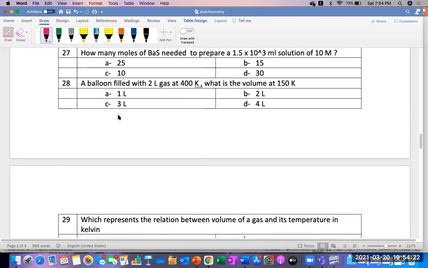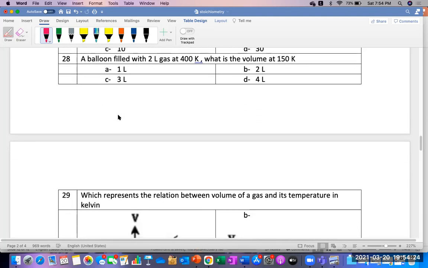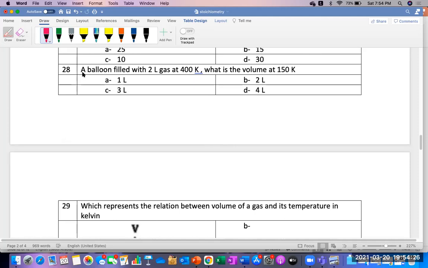Okay, I will not talk about molarity. Let's start talking about gases. Here, a balloon is filled with 2 liters of gas at this temperature, so this is V1 and this is T1. What is the volume at T2? So it means this one will be Charles's law. It will be V1 over T1 equal to V2 over T2. We need to calculate V2.